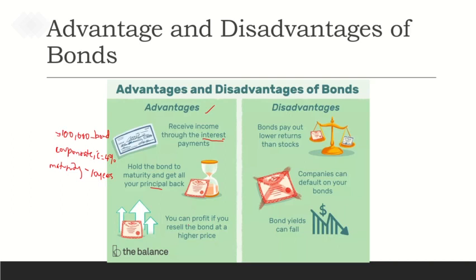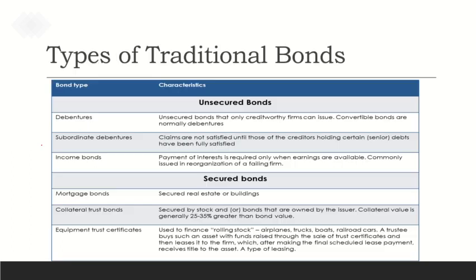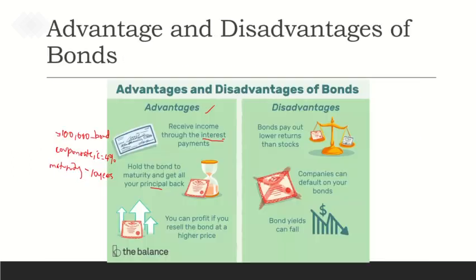You can profit if you resell the bond at a higher price. Contoh, awak letakkan 100,000 bond, tetapi nak jual bond tu, jual kepada pihak yang lain dengan harga yang lebih tinggi, so you can get profit from there. Okay, bonds juga ada disadvantages. What are the disadvantages? Bonds pay out lower returns than stocks.